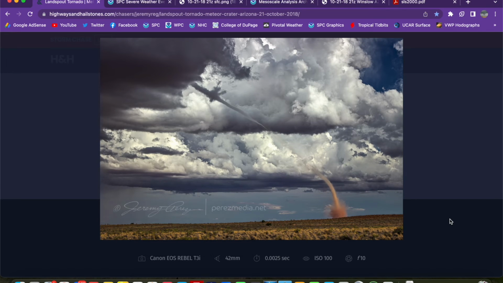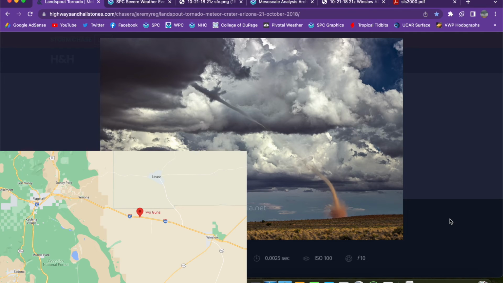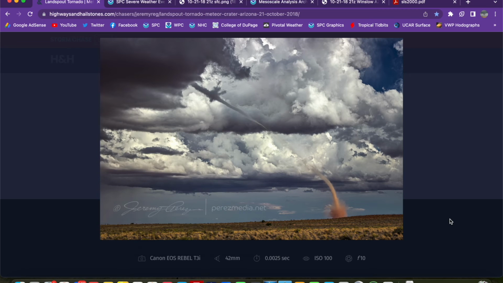Yes, Arizona can get some interesting weather from time to time, including some occasional tornado events. And this was taken on October 21st, 2018 by storm chaser Jeremy Perez near the old Indian ruins site called Two Guns, about halfway between Flagstaff and Winslow on I-40 in northern Arizona. Just an absolutely beautiful landspout, classic look to it with the funnel up top, dirt column extending up from the ground. One of the best examples of a landspout I've ever seen coming out of Arizona.